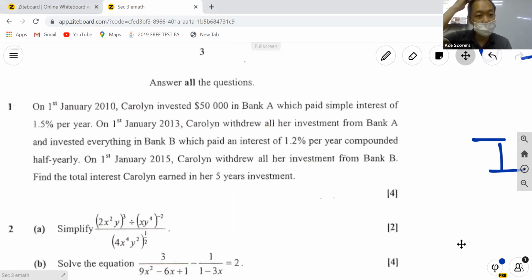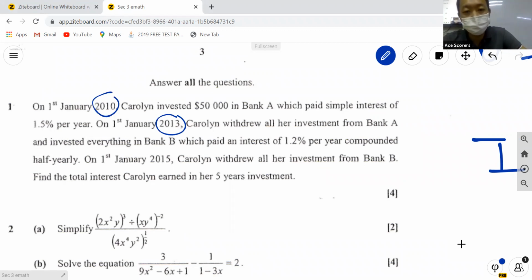Okay, so first of January, we have two banks. $50,000 in bank A, simple interest 1.5%, withdrawn on first Jan 2013. From 2010 to 2013 is 3 years. The rest goes into bank B, compound interest, for another 2 years. You find the total interest.